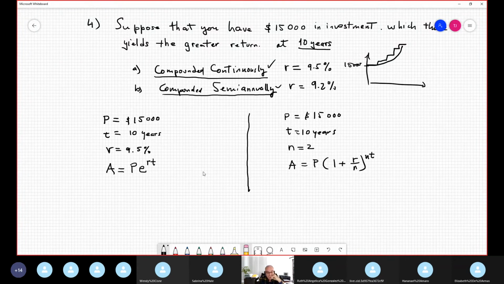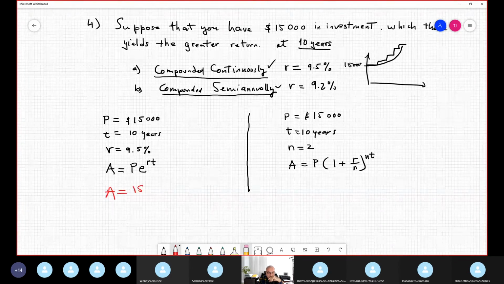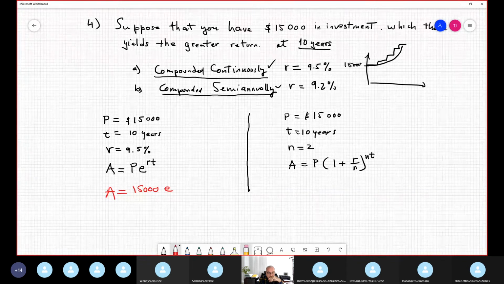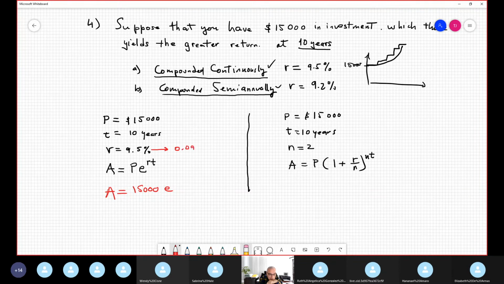Okay, let's do it one by one. And the first one, A, is equal to 15,000 exponential. In the exponent, I put the interest rate. Be careful. Never use percent. This is wrong. You need to change to decimal. To change to decimal, you move the decimal point 2 places to the left, because actually you are dividing by 100. So it's 0.095 times 10. This is my first calculation.